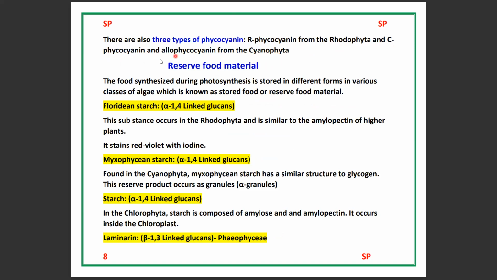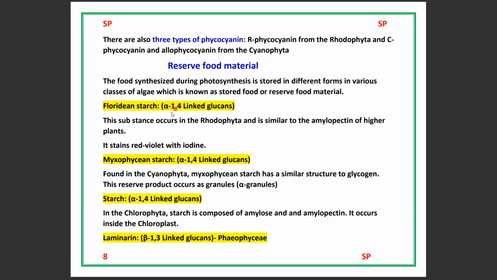And another important feature for the classification of algae is reserve food material, simply known as RFM. The food synthesized during photosynthesis is stored in different forms in various classes of algae, which is known as stored food or reserve food material.